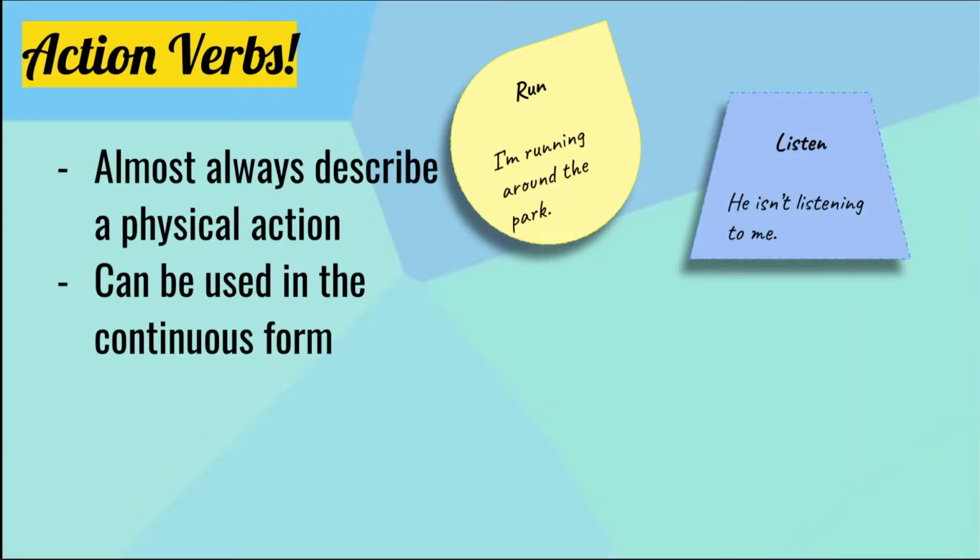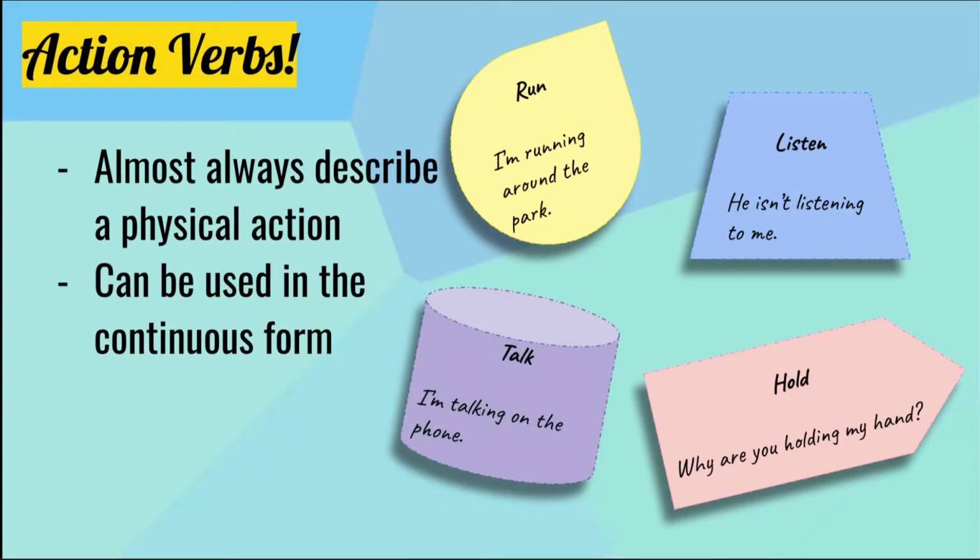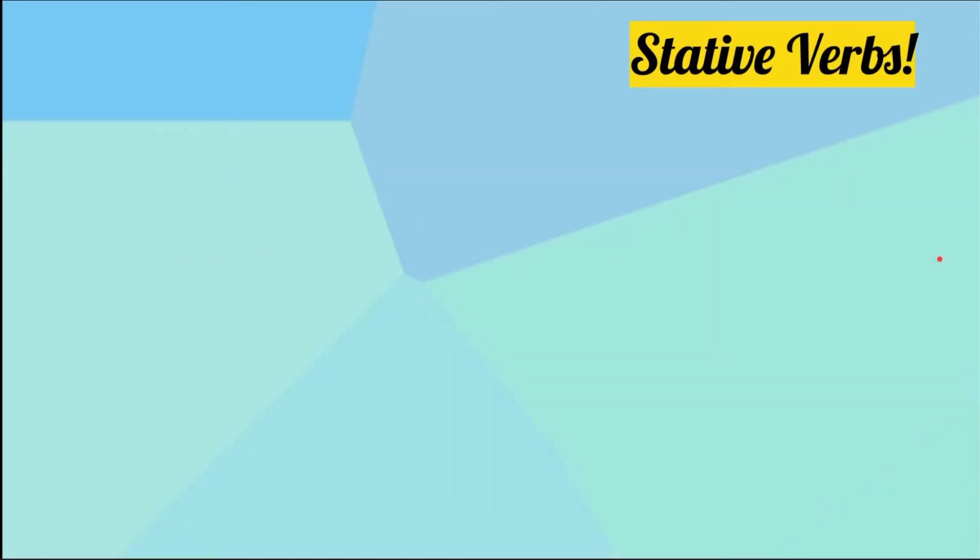Listen, he isn't listening to me. That's something I could be doing now. Hold, like, why are you holding my hand? That's also an action verb. And talk, like I'm talking on the phone. These are action verbs. You can clearly see that they're all things that you can do with your body, that you can demonstrate with your body.